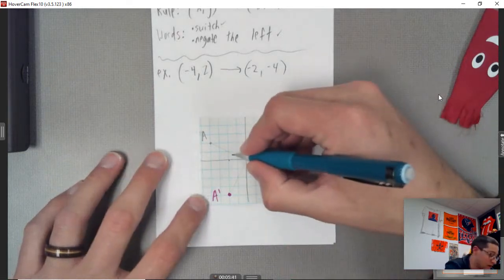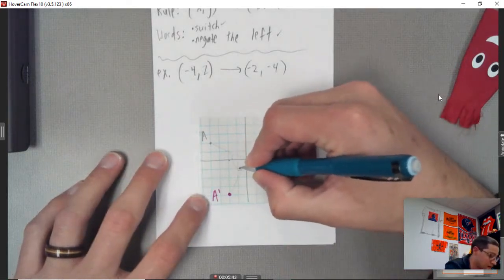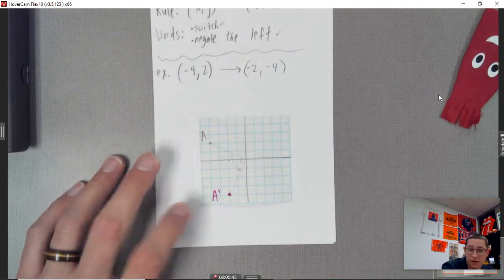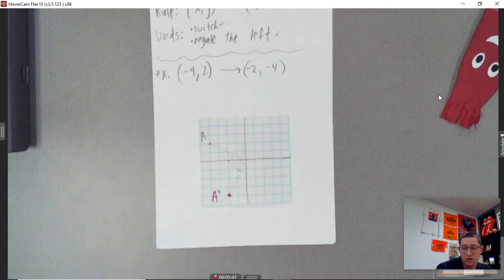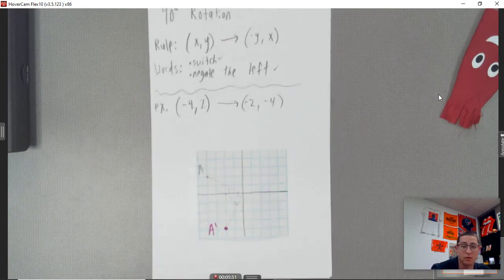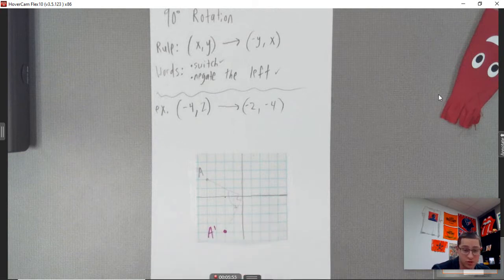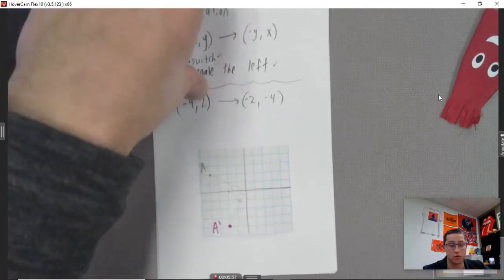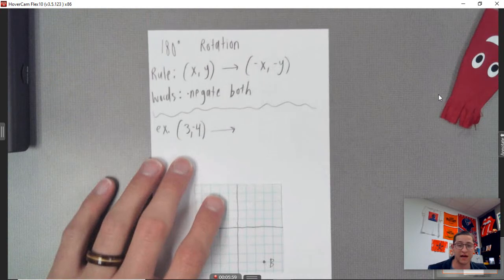So we are rotating that 90 degrees, and you can see that right angle right there. So that's where the 90 degrees comes into play. That would be a rule for a 90-degree rotation around the origin. Let's go ahead and do the next one, 180 degrees.